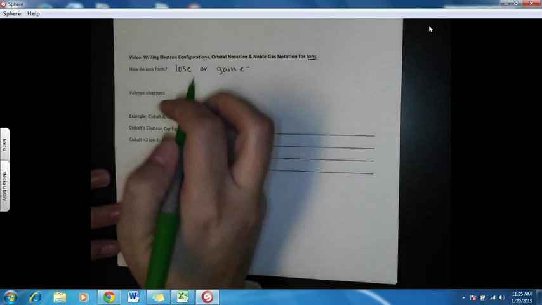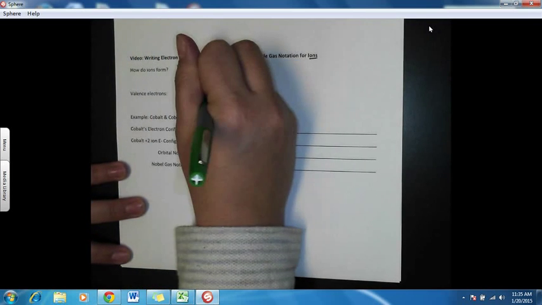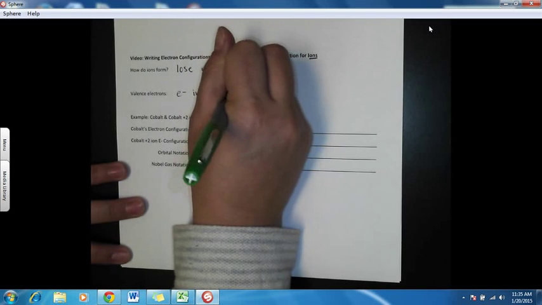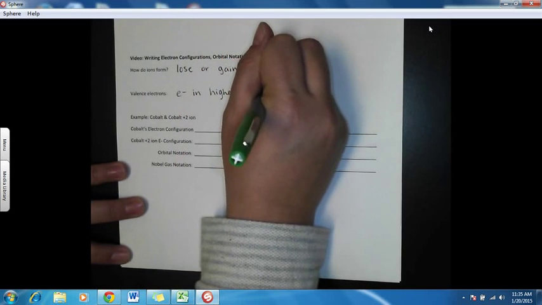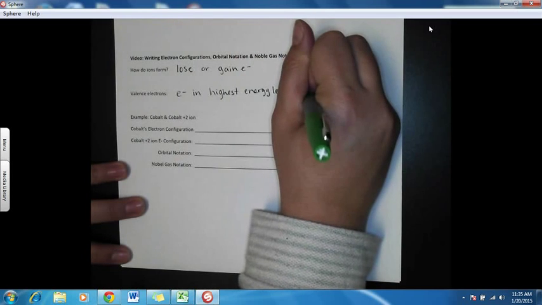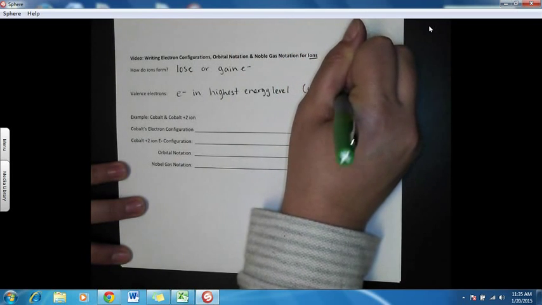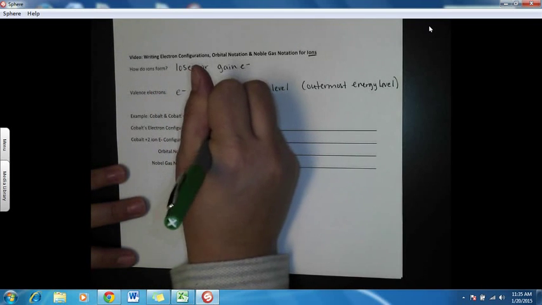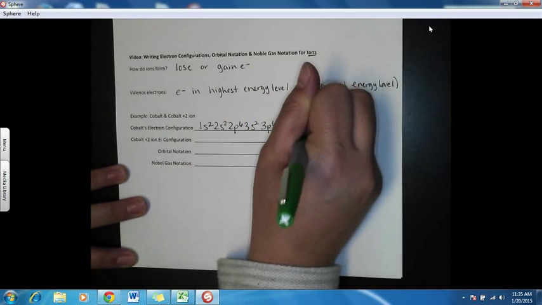So our valence electrons are the electrons in the highest energy level, also called the outermost energy level, and that's because they're the furthest away from the nucleus. Okay, so if we look at cobalt, let's just write cobalt's electron configuration. We did that one yesterday. That should be at the top of your page there. 1s2, 2s2, 2p6, 3s2, 3p6, 4s2, 3d7.